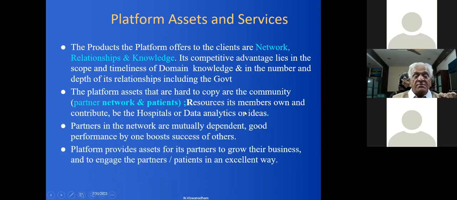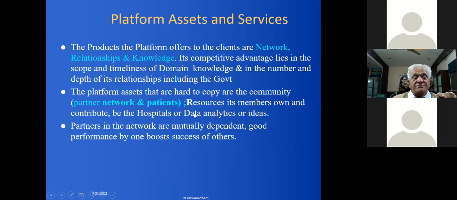Platform assets are hard to copy. Because whenever you are starting a business, you should be worried about your competition. So your assets that are hard to copy are the community, partner network, patients, resources, its members, owners, contributors, be it the hospitals, data, analytics, and ideas.